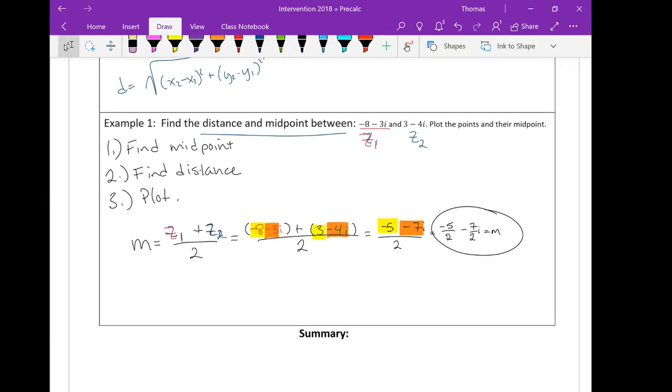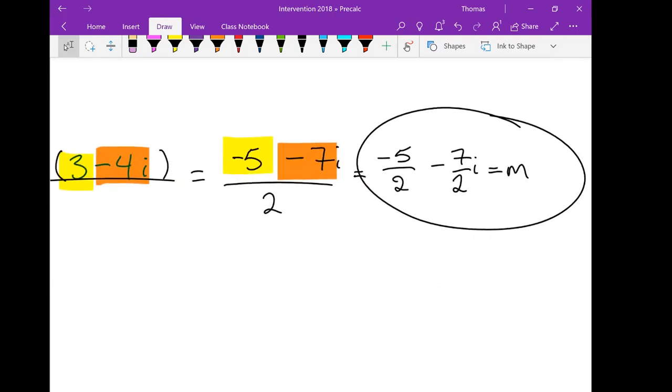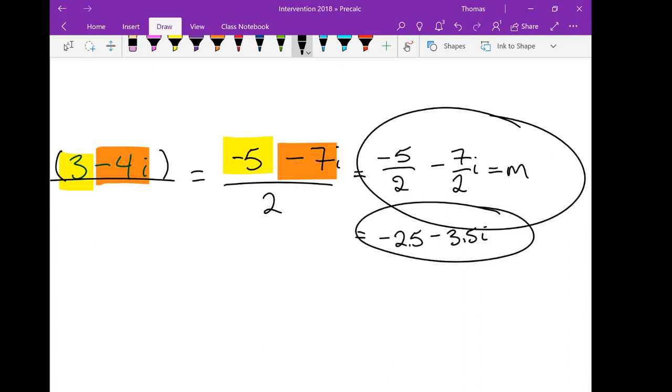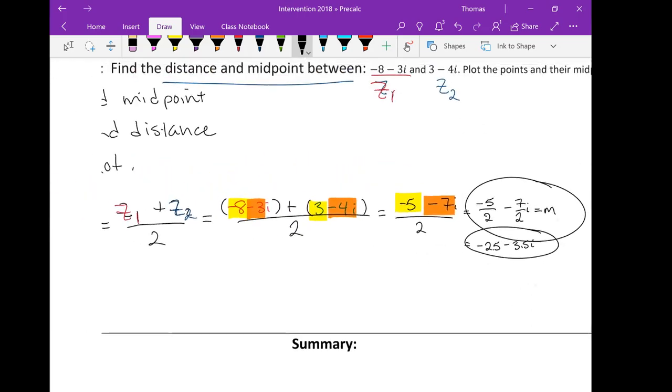So let's quickly find our distance. Oh, notice if we don't like these fractions, we could also rewrite them as decimals. 5 over 2, that's more than 2, that's 2.5. Negative 2.5 minus 7 over 2 is 3.5i. So that's another way we could write it, especially if you prefer to plot with decimals. That's always good. All right.